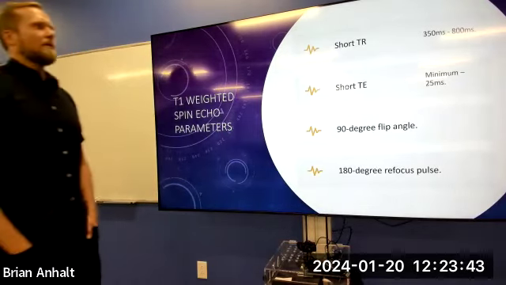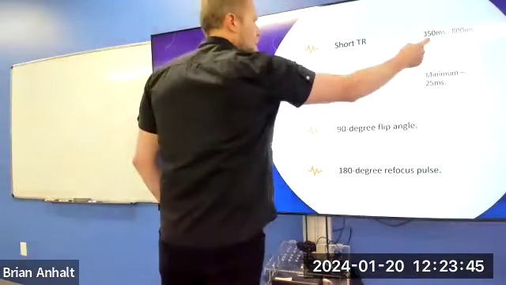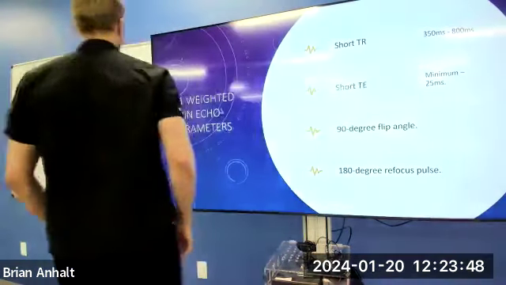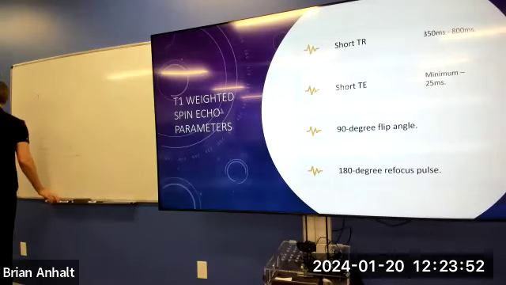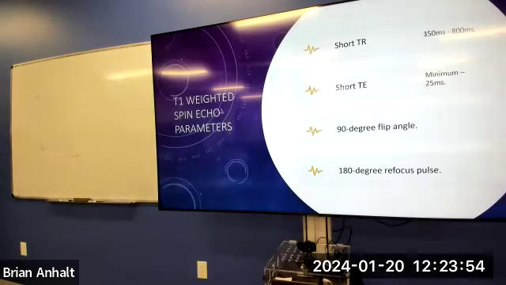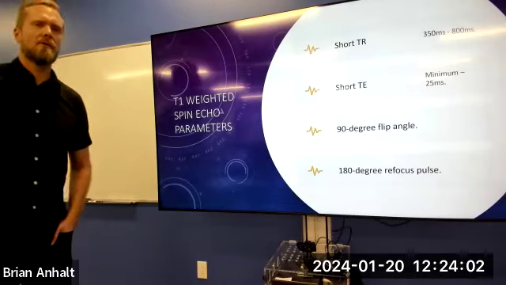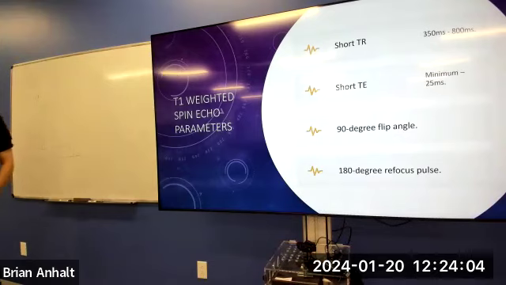Some of you are saying, why is there a range here? We want short TR. Why don't we go back to 150 milliseconds? Can anybody guess why we might not want to do that? Some good guesses. But why don't we want to go any lower than 350? We want to give enough time for some longitudinal recovery, right?